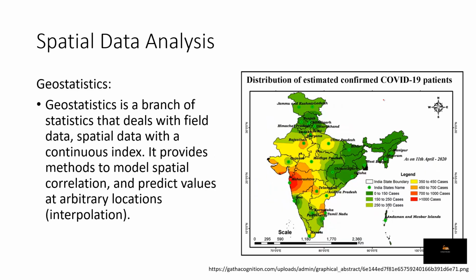Next is the geostatistics, one of the famous analyses. Geostatistics is a branch of statistics that deals with field data, spatial data with a continuous index. It provides methods to model spatial correlation and predict values at arbitrary locations, such as using the interpolation methods. Okay, so what does this mean?